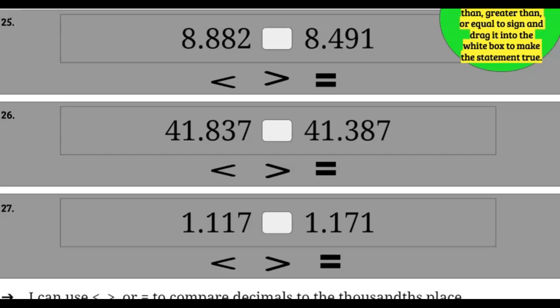Okay, so I'm going to compare. I have an 8 here and an 8 here. Can't do anything with it. It's the same number, so I move to the next digit.